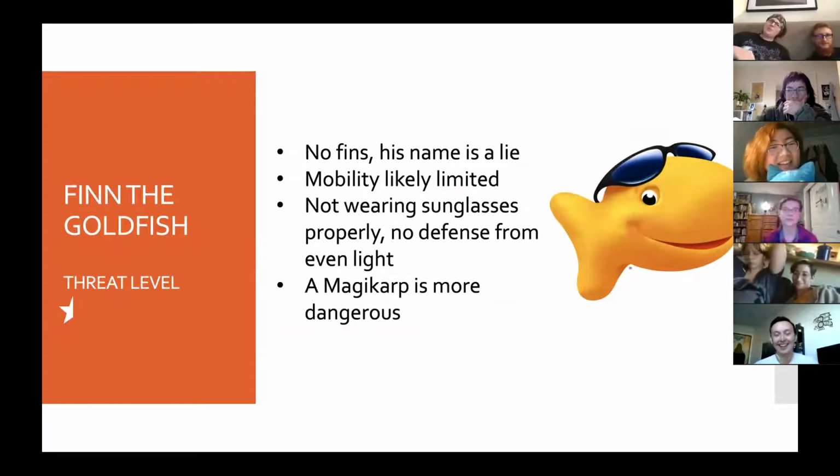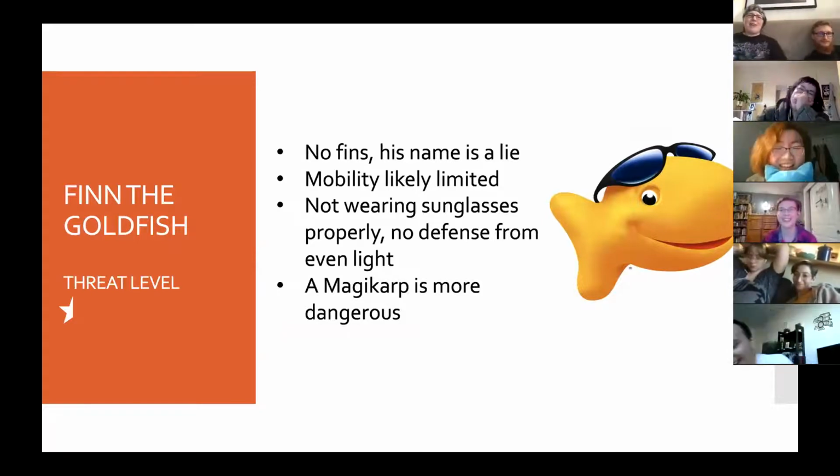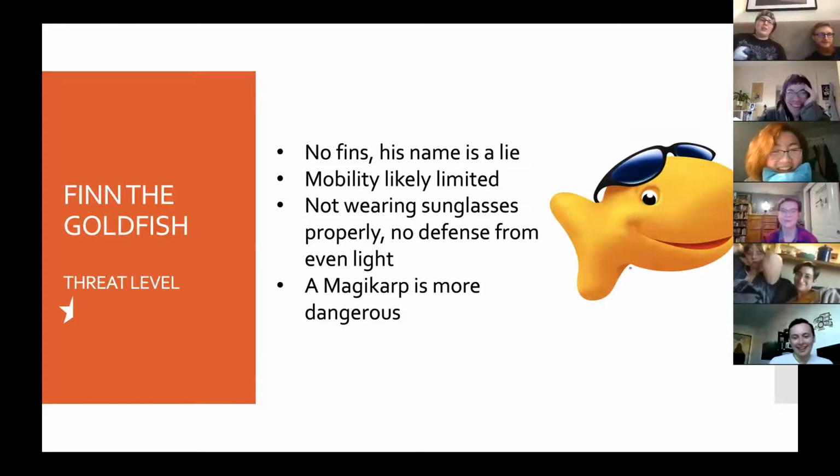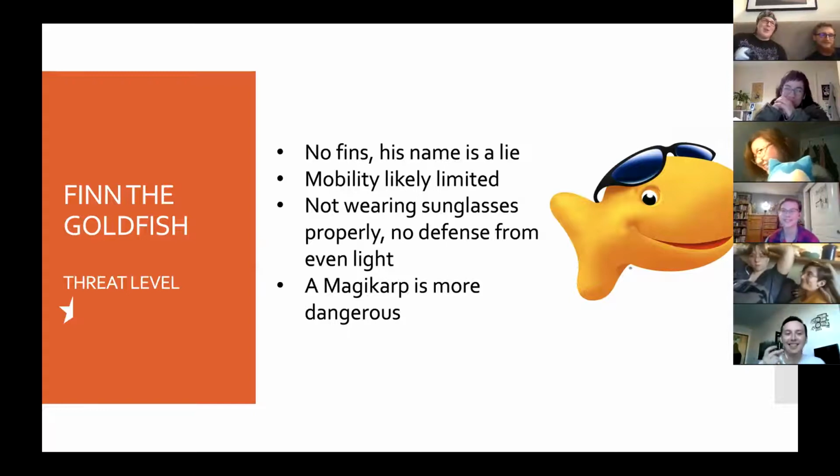So, for example, the goldfish. I rated him a half a star because one, he has no fin. Not only is his name a lie, but he can't move. He's not able to just flop around. He's not wearing sunglasses properly, which means you just blind him and then eat him if you really wanted to. I would argue that a Magikarp is probably more dangerous. And if you have to play Pokemon, Magikarp are like the least dangerous Pokemon of them all.